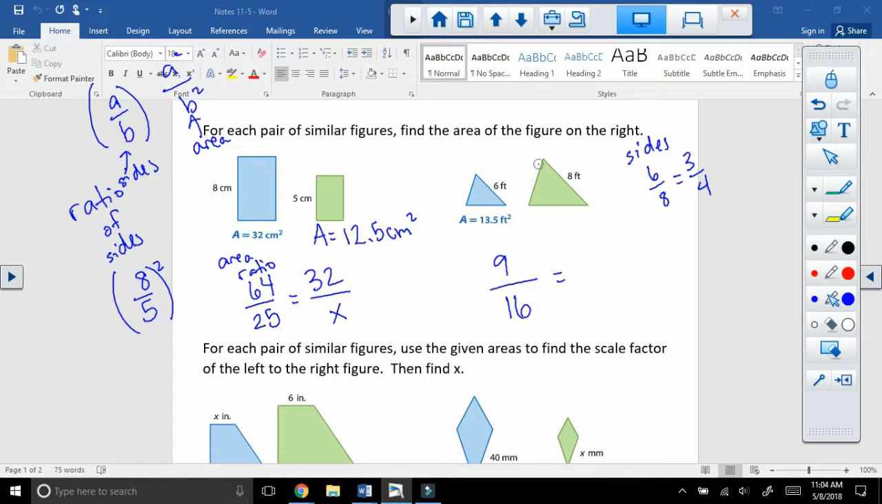And since I did the small one to the large one, I'm going to put 13.5 over the area of, I'll call that x. This one's not as obvious. You can't just tell, oh, you're just doubling it or taking half of it. So you're going to set this one up and cross multiply. So 13.5 times 16. Just try this on your calculator to make sure you know where this answer is coming from. You should get 24, and that's going to be square feet.